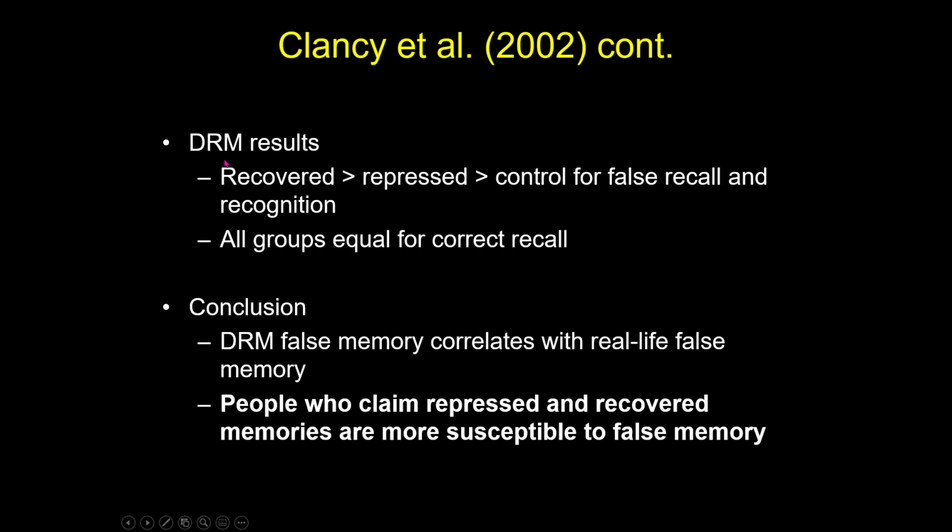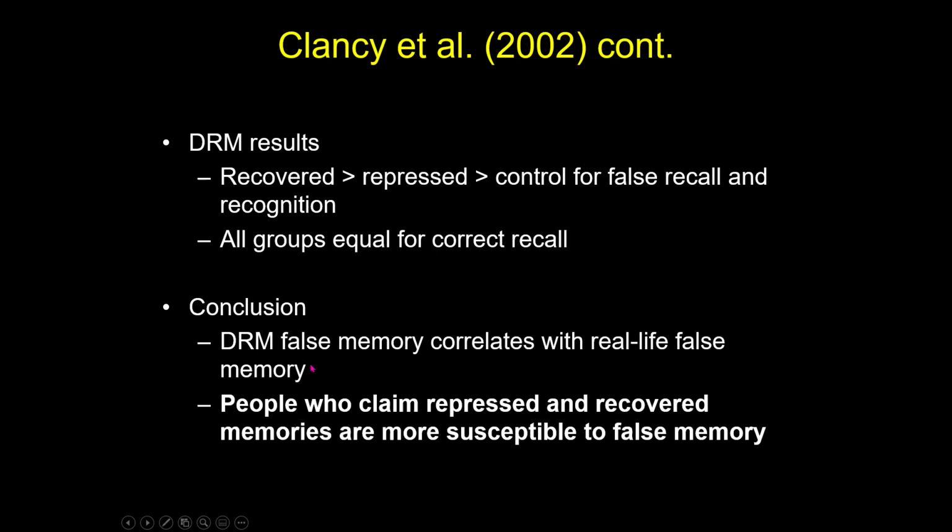So the DRM results, the Deese-Roediger-McDermott results from the study conducted by Clancy, showed this pattern: recovered memory people made the most mistakes in the DRM test, had the most false memories. And that was followed by the group that believed they'd been abducted by aliens but had no memory for that, followed by the control condition. Now all of these groups had an equal amount of correct recall. The only thing that was different was the degree to which these different groups of people introduced false information into their memory recollections.